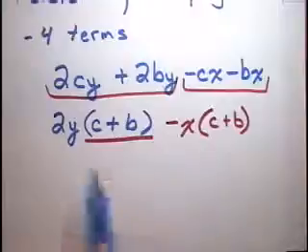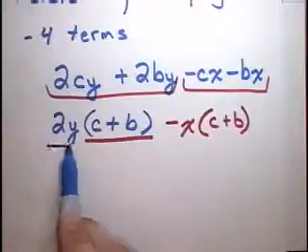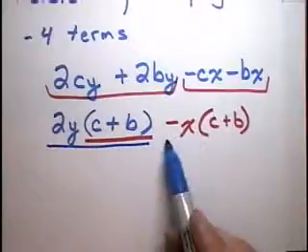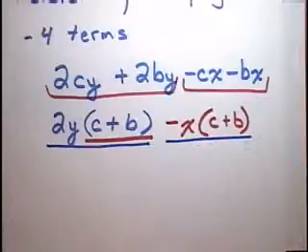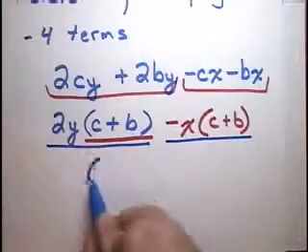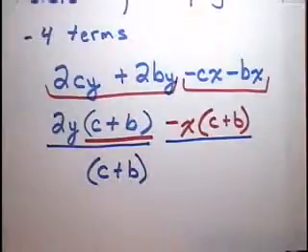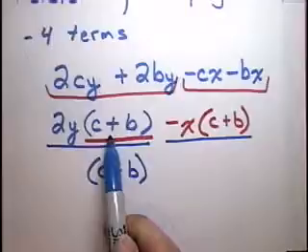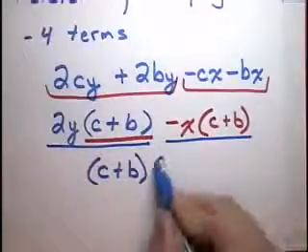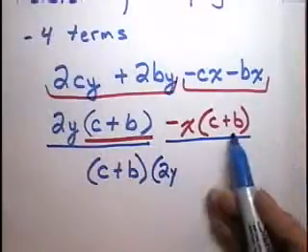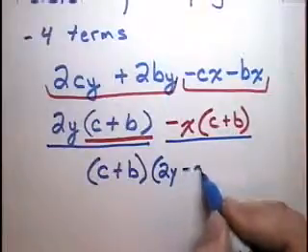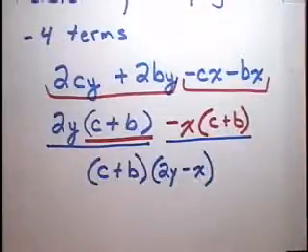So to factor by grouping, I was able to get these first 2 terms and the last 2 terms factored like this. So now, that quantity that these have in common, the c plus b, can be factored out. If I remove the c plus b, I'm left with a 2y. If I remove the c plus b here, I'm left with the minus x. So that quantity, these 2 terms times these 2 terms, is the answer to this factor by grouping problem.